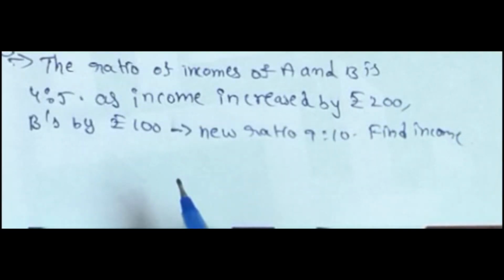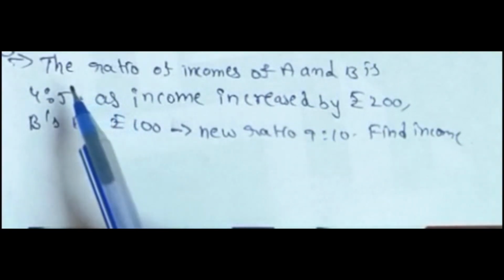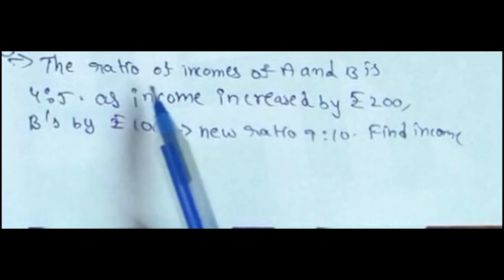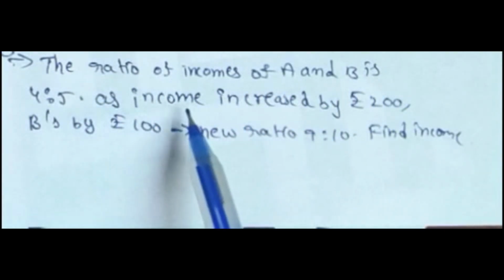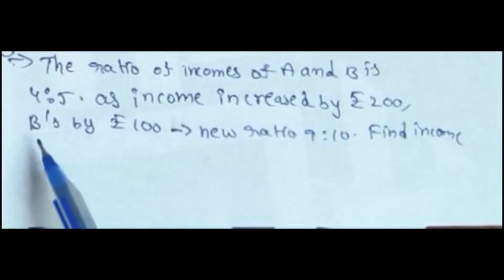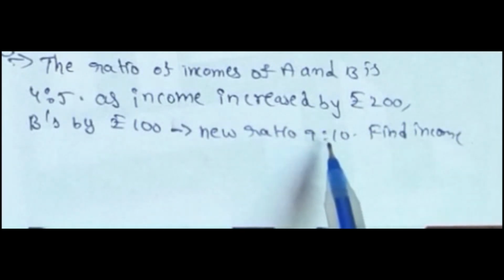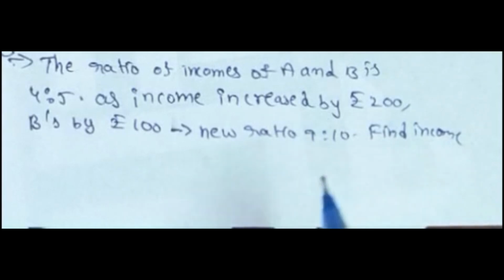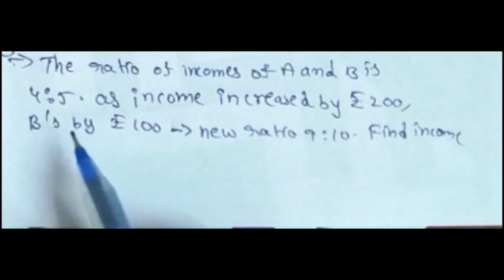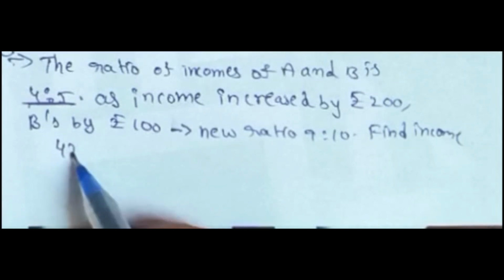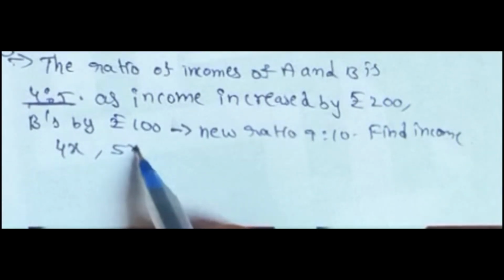Fourth model is ratio increase or decrease. So he gives a question like this. The ratio of incomes of A and B is 4 is to 5. A's income is increased by 200, B's by rupees 100. The new ratio is 9 is to 10. Find the income. First of all, we think of the first income as 4x for A and 5x for B.